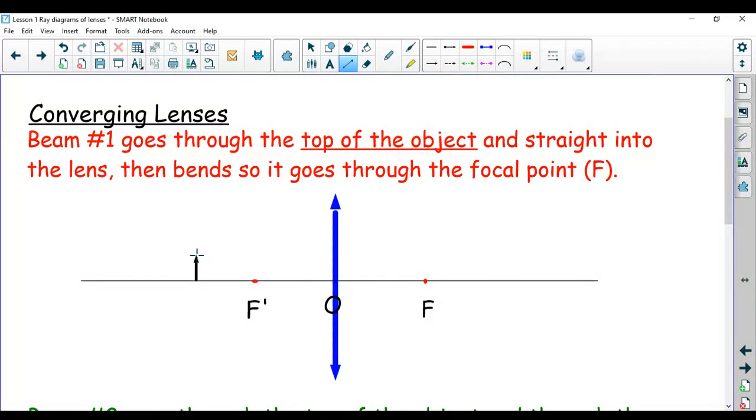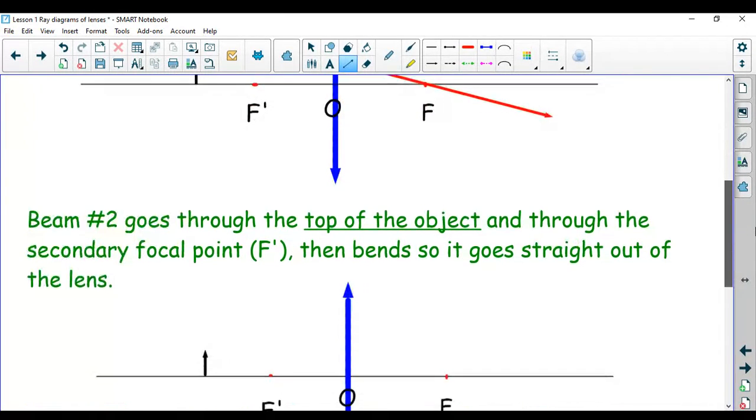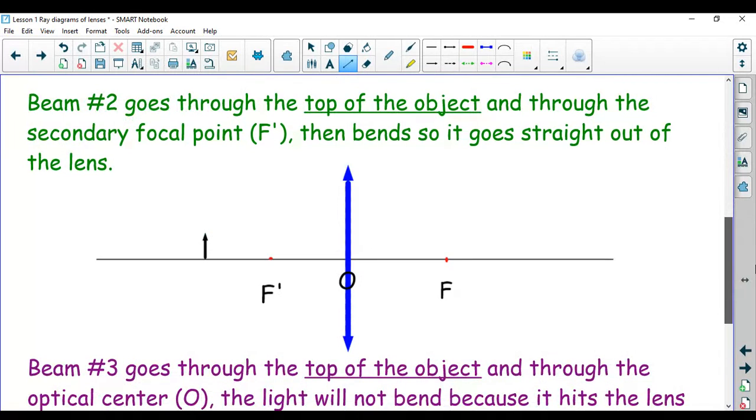Now, we always put everything through the top of the object because it will show me where the top of the image is when they cross. And that's all I really need to know, is where's the top of the image. And that will let me figure out everything else. So straight into the lens and then down through the focal point. Now, when you do this, you're going to use a ruler for your diagram and make your lines nice and long. So that's rule number one.